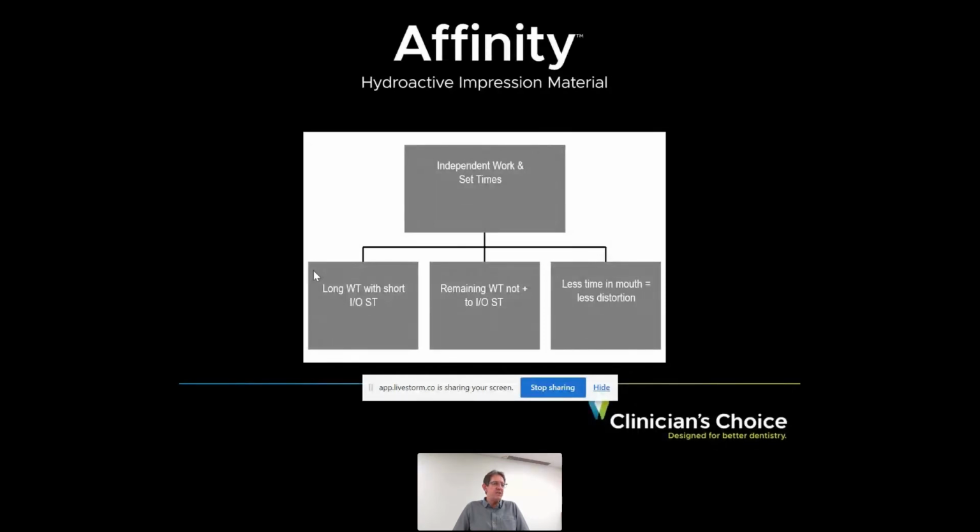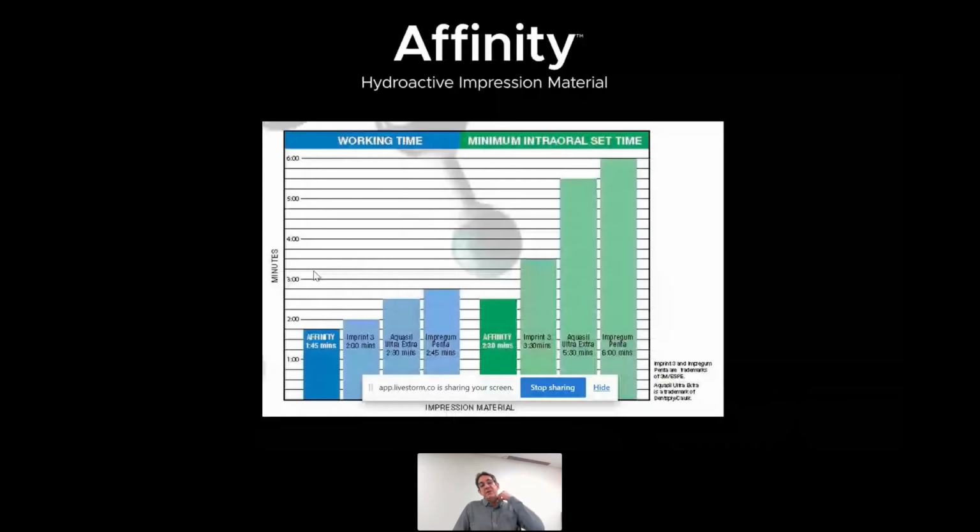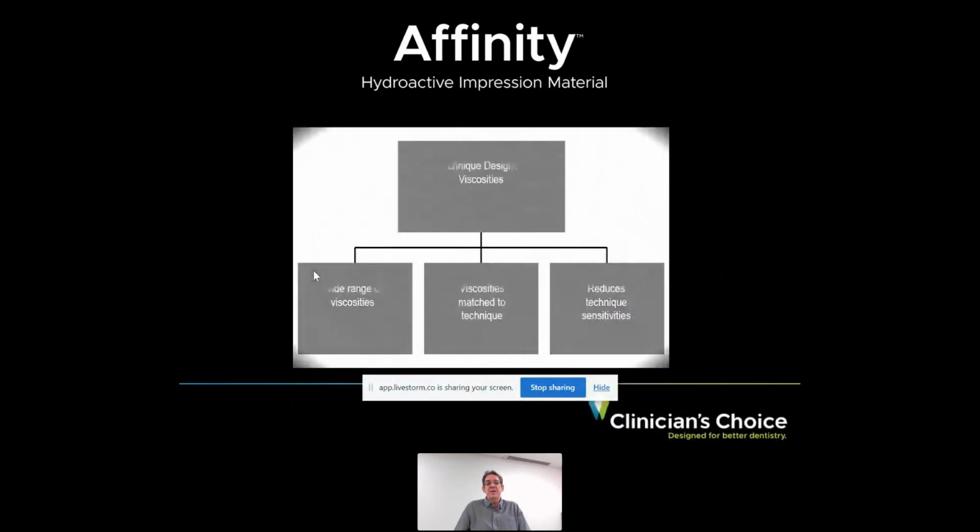And then we have a fast set material, which is a 1:10 working time with a 1:45 intraoral set time. So you can see compared to many of the competitor materials, just in our regular set material, that we have shorter working times with shorter intraoral set time. Because as I said, the longer the impression material is in the mouth, the higher the potential there is for distortion.